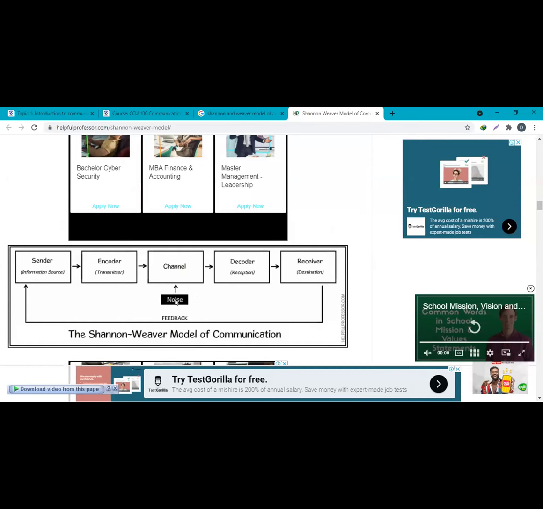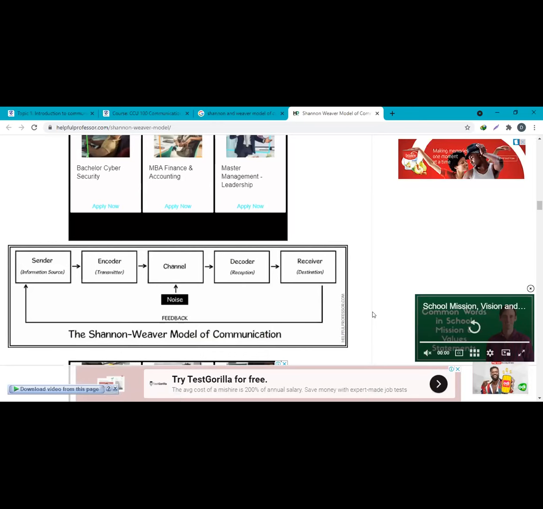So feedback can be negative or positive. When you apply for a job, the feedback might be negative or positive. They might tell you to come for an interview, or they might tell you, we are sorry, such a position does not exist in our organization. But once it exists, you will be the first person we are going to inform.